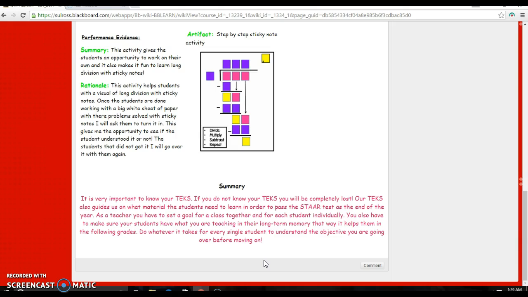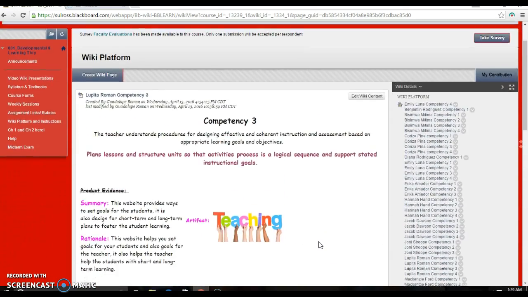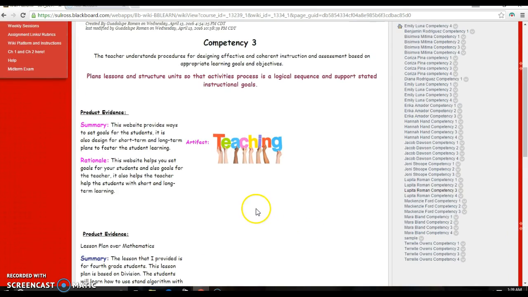You do whatever it takes for every single student to understand the objective you are teaching before moving on. If one student doesn't get it, make sure you work with them individually till they get it. You don't want to move on to the next lesson till all the students learn it. So that's basically covering competency 3.